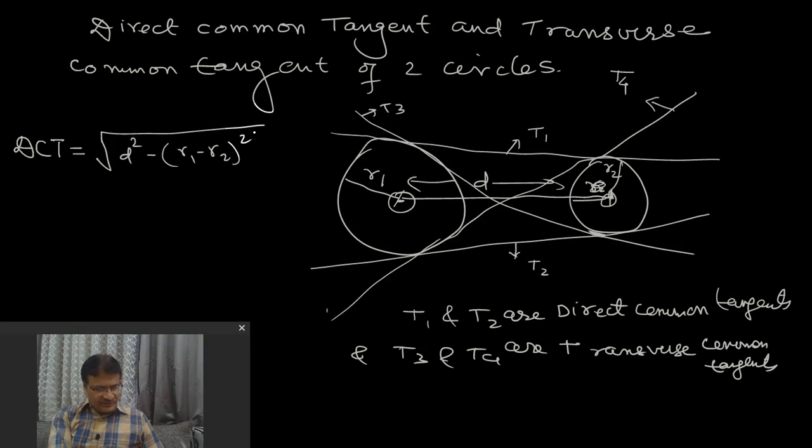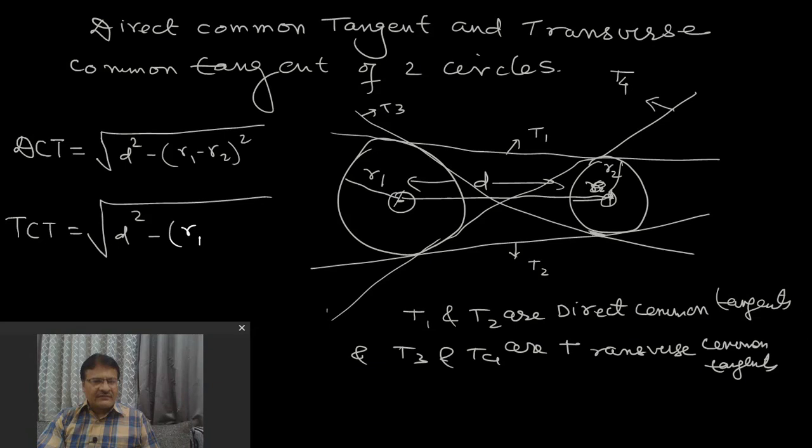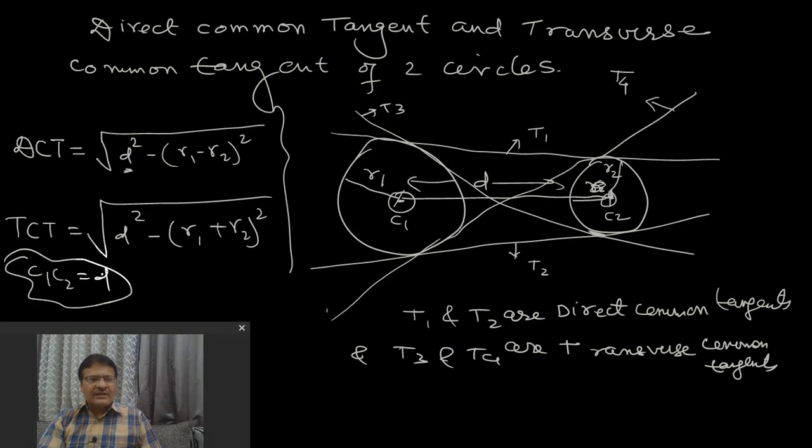Again, I would like to explain the formula of transverse common tangent. The formula for transverse common tangent is equal to square root of d square minus (r1 plus r2) whole square. So please do remember these two results. Is that clear? So d is what? Distance between their centers. Suppose this is C1 and this is C2 center, then C1C2 equal to d. And as I already told you, R1 and R2 are radius. So do remember this.